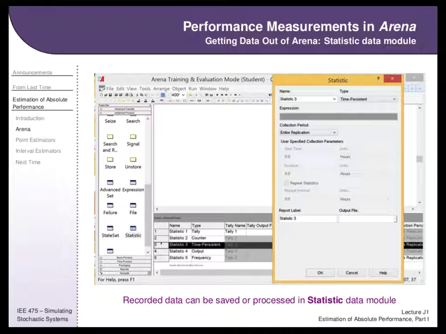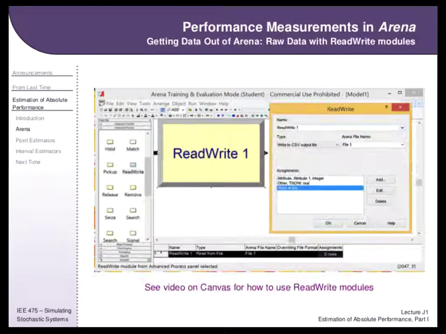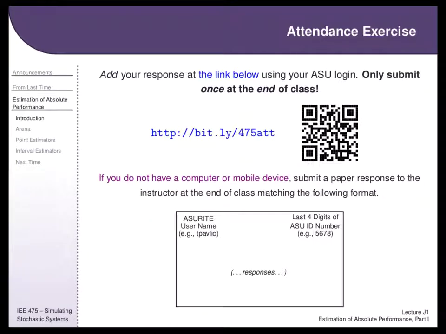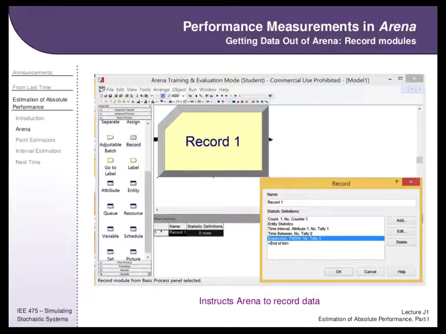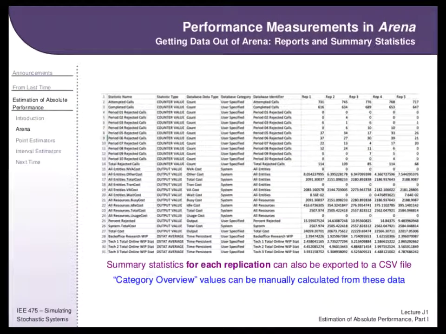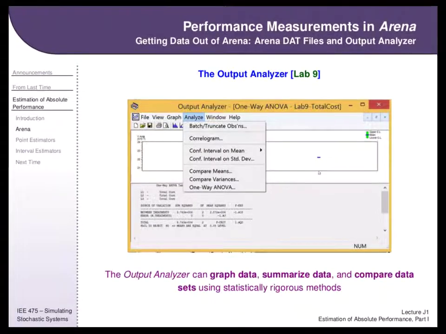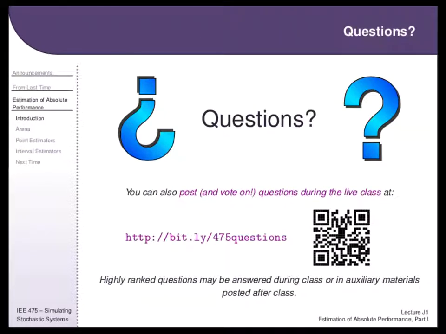So maybe what we'll do is, because we're at 43, this is a convenient place to stop. So let's do today's attendance exercise. We'll pick up right here, and then as you work with Lab 9, you'll use these statistics with the output analyzer, which I'll talk about, in order to do interesting things with your data. But all right, so let me get back to the attendance slide here.